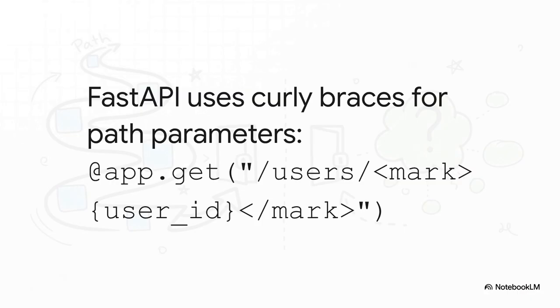And honestly, the way FastAPI handles this is so slick. In your code, you just pop some curly braces into the path, right? Like /users/{user_id}. FastAPI is smart. It sees those braces and immediately knows, okay, that's a variable. And then, this is the cool part, it automatically connects that piece of the URL to the function argument with the exact same name. It's a direct, required link between the URL and your code.